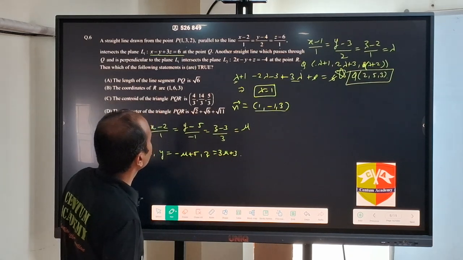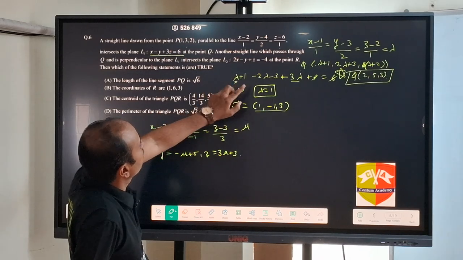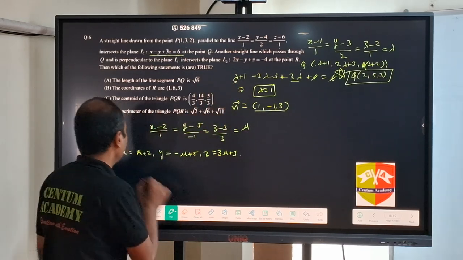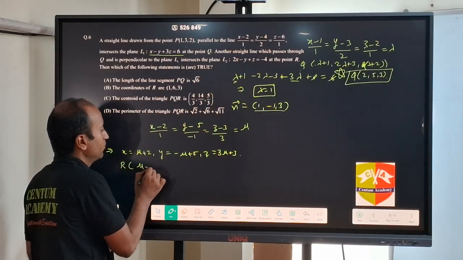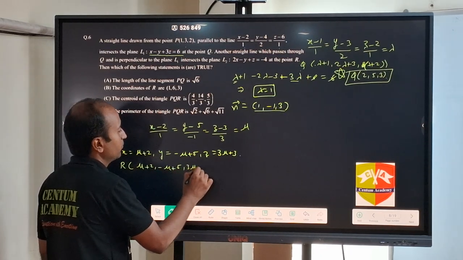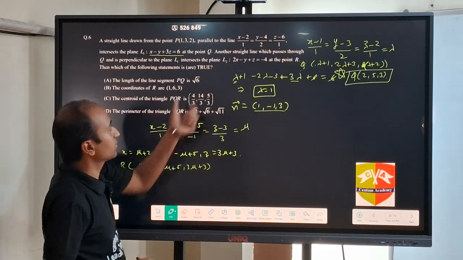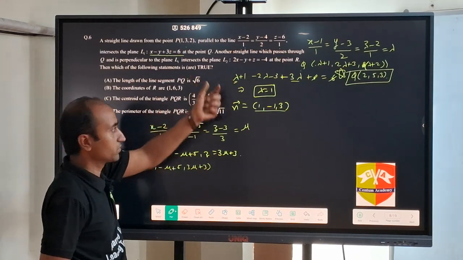And what are they calling this point? Now, this new line intersects the new plane L2 at the point R. Let me assume the coordinates of R to be (mu plus 2, minus mu plus 5, 3 mu plus 3). And how will you find the mu? Because this point R lies on this plane L2, it will satisfy the equation of this plane.